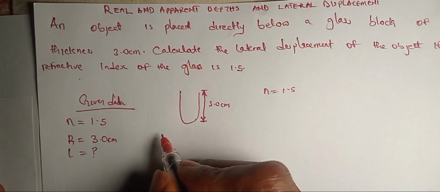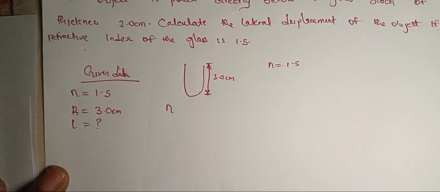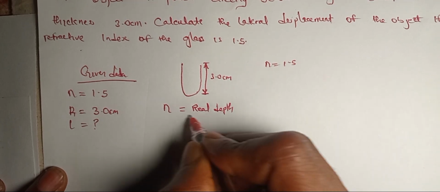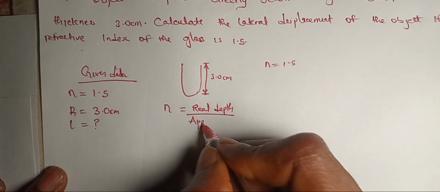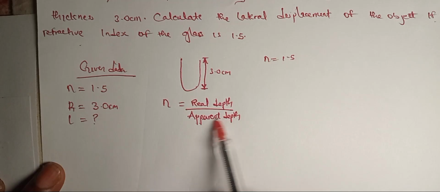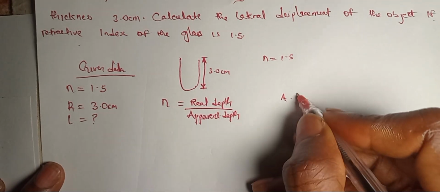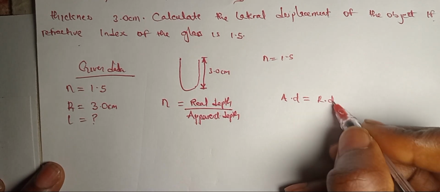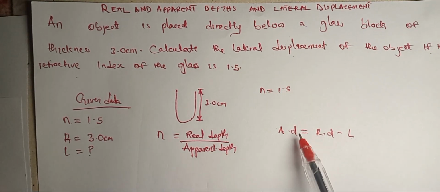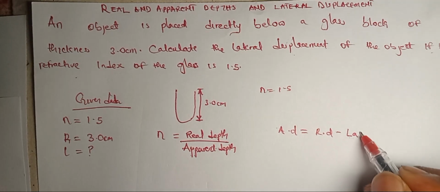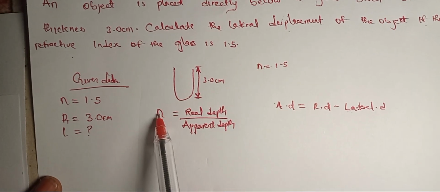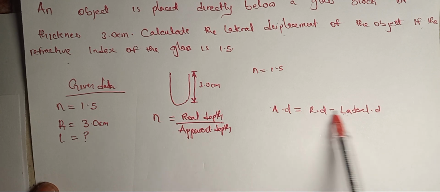So the formula is refractive index equal to real depth upon apparent depth. This is the formula. But this apparent depth also has a formula. The formula for the apparent depth is the real depth minus the lateral displacement, that lateral displacement they ask us to calculate for. The formula for the refractive index is this, while the formula for the apparent depth is this.